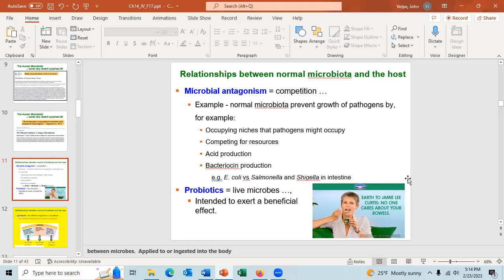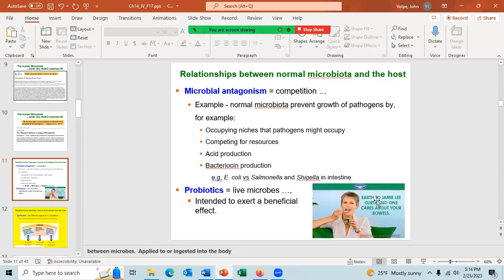So the normal microbiota can prevent the pathogens from growing by simply occupying the niche the pathogen may occupy. For example, my skin is covered with the normal microbiota, mainly Staphylococcus epidermidis and Micrococcus luteus, but there are other normal microbes on the skin. And if a human pathogen were to fall on it, like Staphylococcus aureus, and that space is taken up by Staphylococcus epidermidis or Micrococcus luteus, the human pathogen cannot get established.